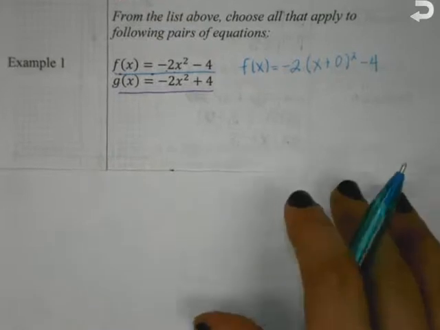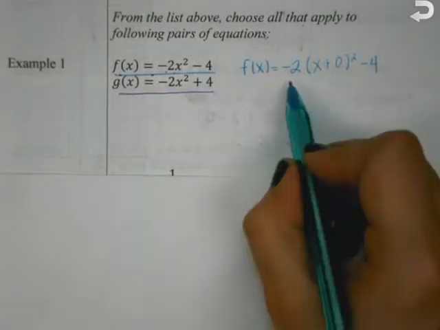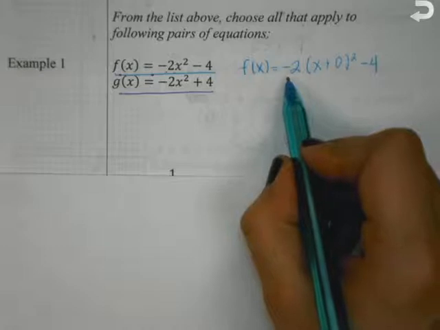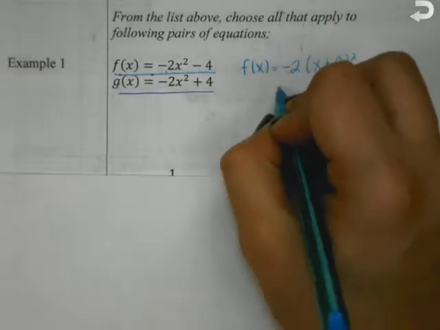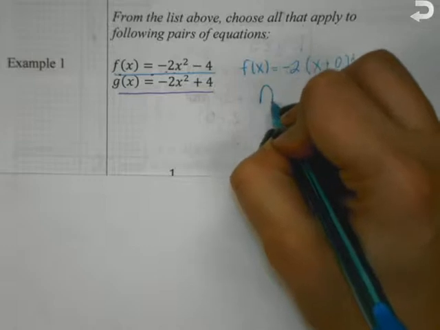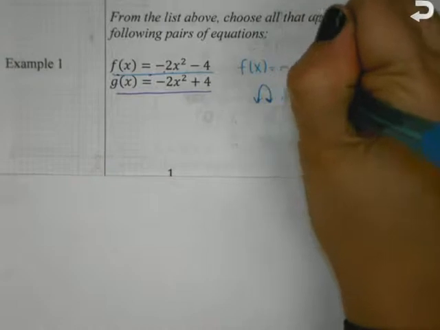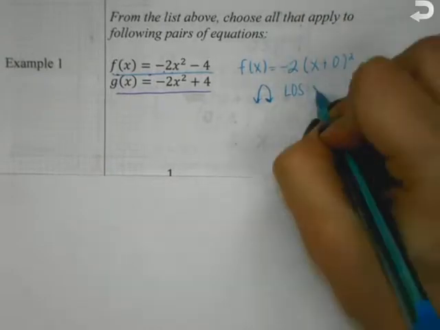Which direction is this parabola going to open? Up or down? Down, because of that negative. So this one is opening down, so I'm just going to sketch a little downward parabola just so I know that it's opening downwards. What is the line of symmetry? X equals 0. That X value right here.